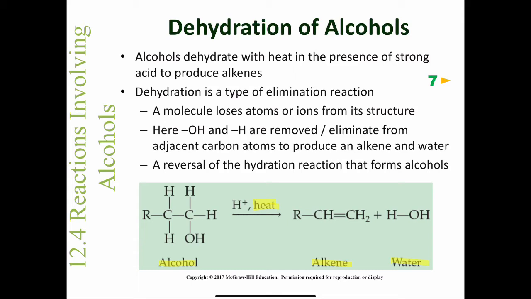The addition of water to an alkene to produce an alcohol was hydration. When we take an alcohol and again treat it with an acid catalyst, but we heat it, and that's the key, the key is the heat right here, we can drive water out of the molecule to produce an alkene, and of course, we get water. We call this an elimination reaction because we're eliminating water from the molecule. And yes, it is essentially a reversal of the hydration reaction that we saw that formed alcohols from alkenes.